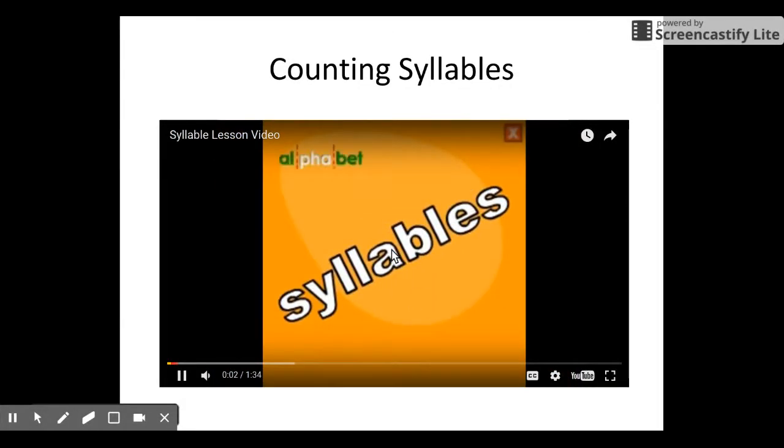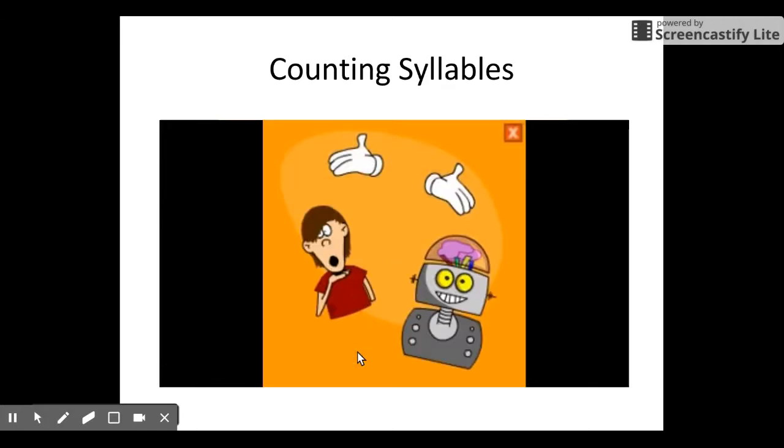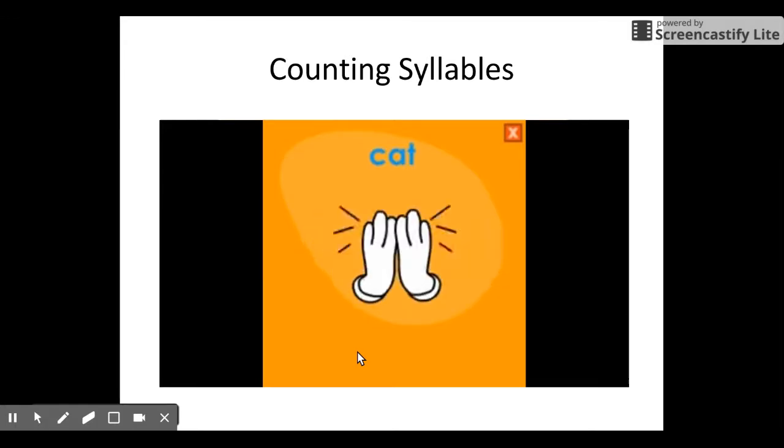A syllable is a word part. All words are made up of syllables. Knowing that words are broken down into syllables will help you read and write. Let's look at a few ways to find syllables in words. Let's try the syllable clap. Clap with me as I say these words.